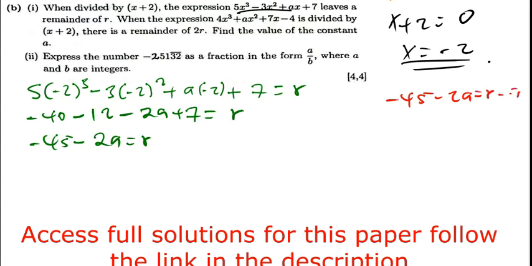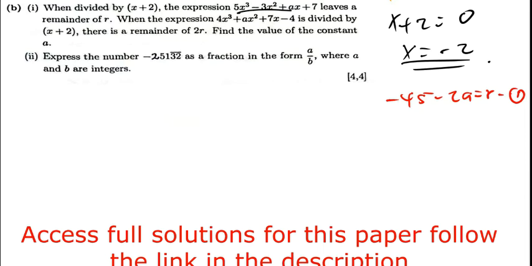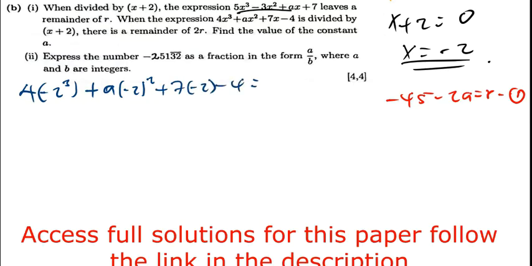We call it equation 1. Let's now go to the second one. The second one, we've been told that if we plug in 3 or negative 2, then we have, I'm just plugging in, the remainder is 2r.